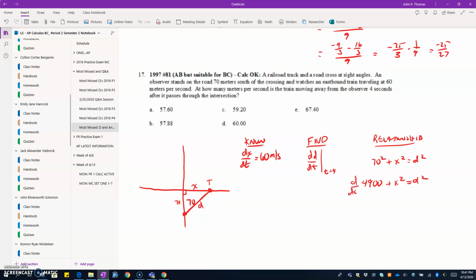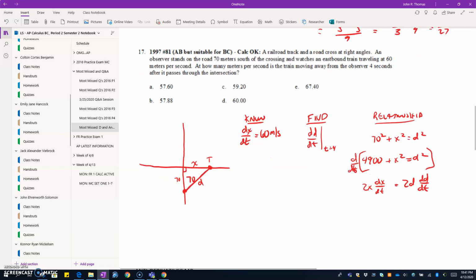I'm going to take the derivative of that with respect to time. So the 4,900 disappears. I've got 2x dx/dt equals 2d dd/dt. I know the speed of the train is 60, so I've got 2x times 60 equals 2d dd/dt. If I clean that up a little bit, I've got dd/dt equals 120x over 2d, which is going to be 60x over d.